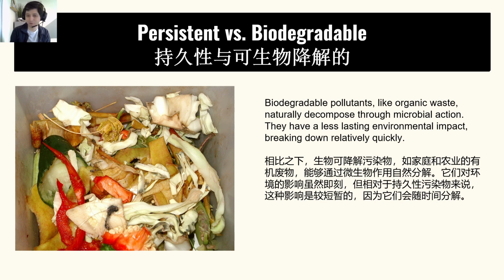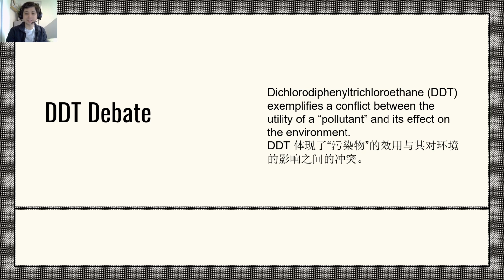Persistent pollution is a big issue. Biodegradable waste is much preferred, right? If we had the choice, we would definitely choose biodegradable. That's why many companies are trying to switch to biodegradable packaging, and many consumers, many people, are trying to pressure these companies into using biodegradable products. Okay, so let's talk about DDT.